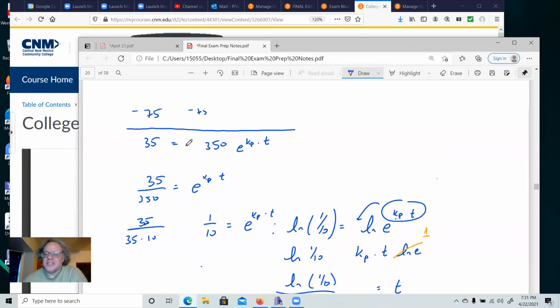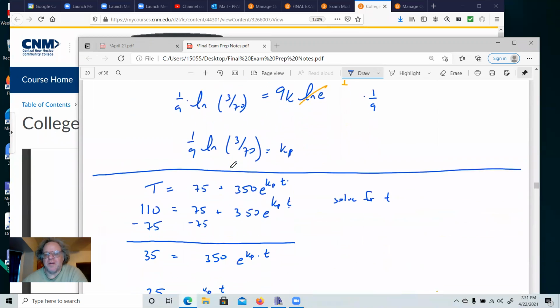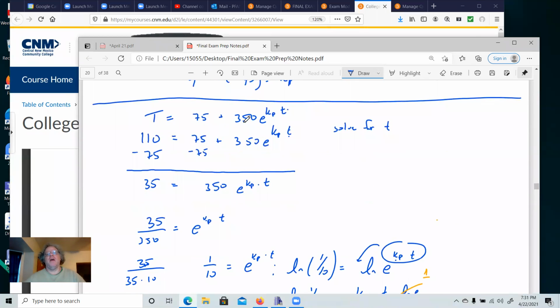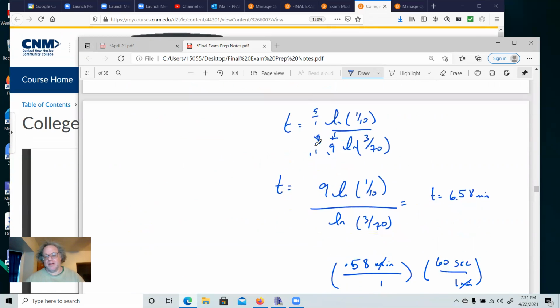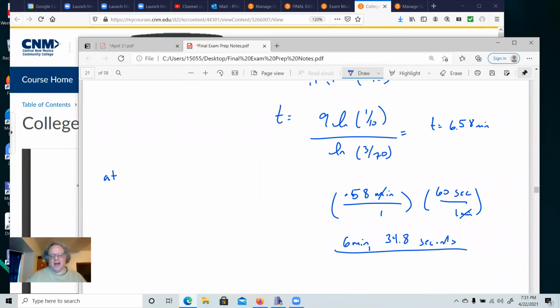There could be other questions here. What if I asked you, what's the temperature of the pizza the moment it gets out of the oven? Well, t is 0. So at time equals 0, we're going to have 75 plus 350 e to the k, I don't even care what that is, times 0. e to the 0, that's 1. So it's 75 plus 350. Wouldn't you know, it's 425.